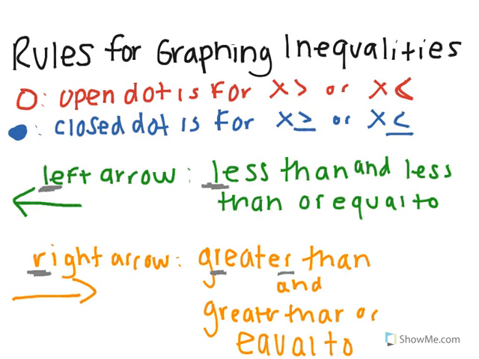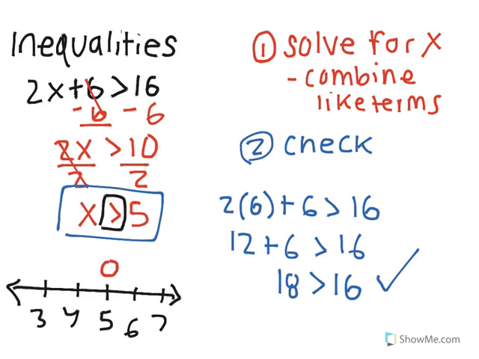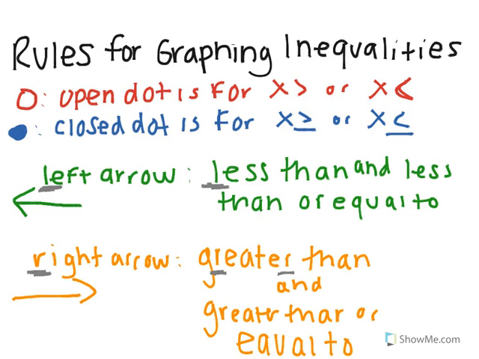Now we have to determine a left arrow or a right arrow. Well, if it's x is less than, L for left, less, the arrow is going to go to the left. If the arrow is going to the right, it indicates that it said x was greater than. You see how greater has two R's in it? And right has an R in it? That's how you do that. So in our case, x is greater than 5. So we're going to go to the right, and that's how you graph it. Okay, so here's the rules one more time, just for you to look at and read over.